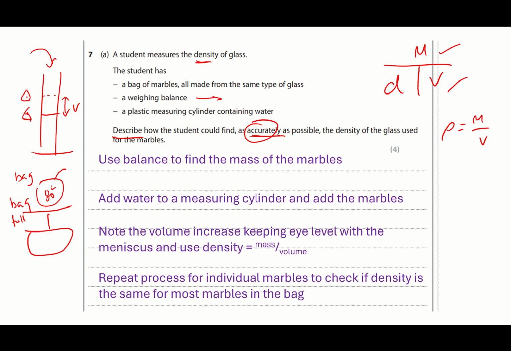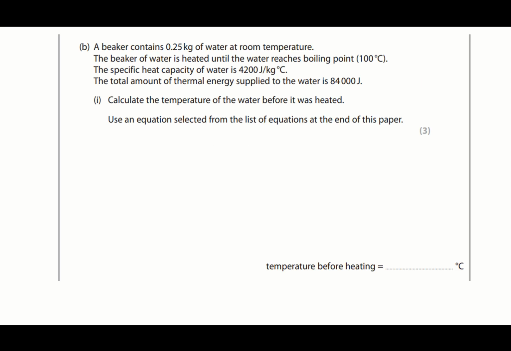Balance for the mass, measuring cylinder with some water, shove the marbles in, find the difference. Density is mass over volume. And then things around keeping your eye level to make it accurate. Make sure your measuring cylinder's on a flat surface. And repeat the process with individual bits to see if they're coming out the same as when you did the mean average and all. There we go. Next one.